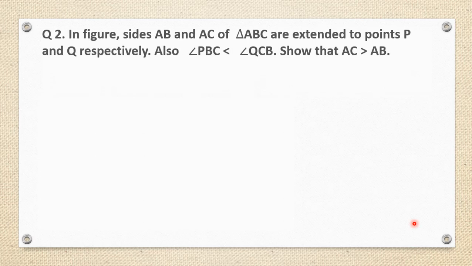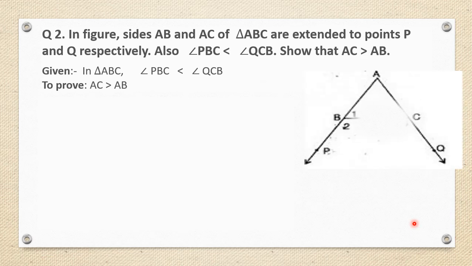Now let's do one more question. Question number 2. In the figure, sides AB and AC of a triangle ABC are extended to points P and Q respectively. Also, angle PBC is less than angle QCB. Show that AC is greater than AB.